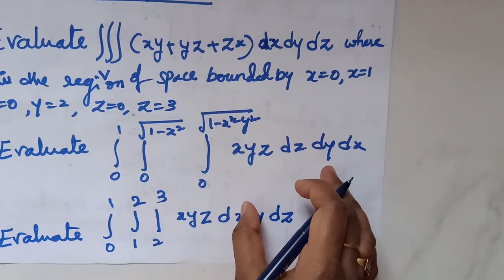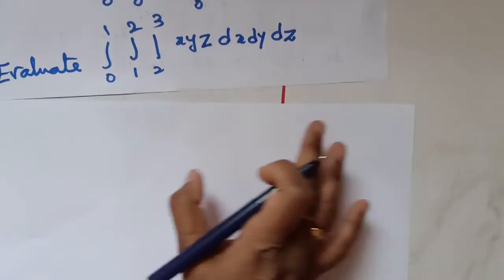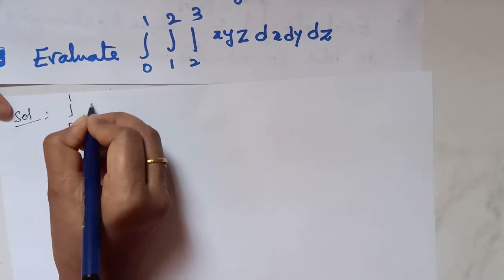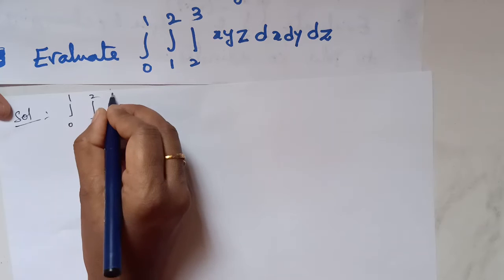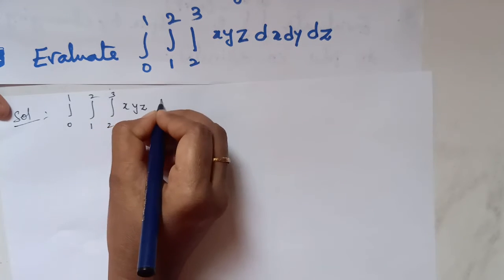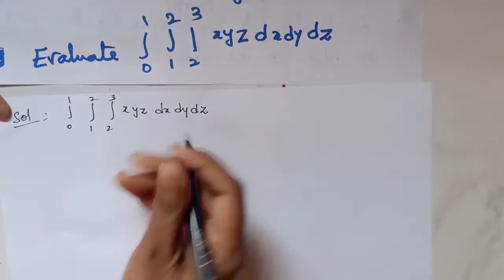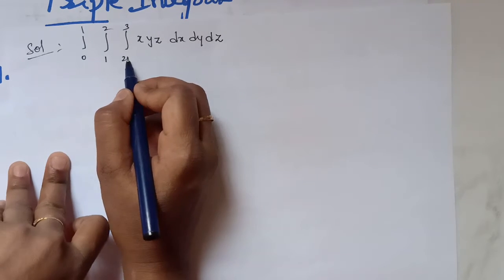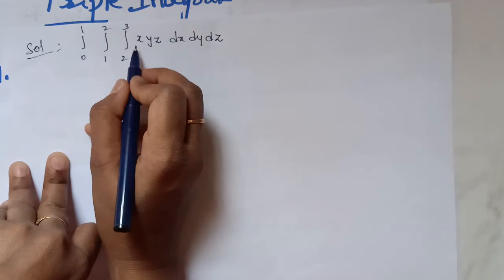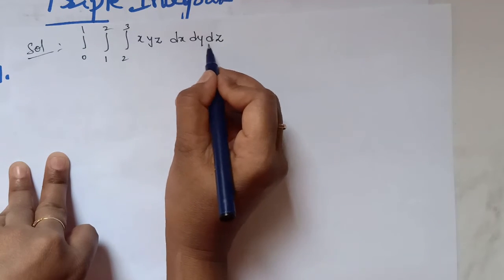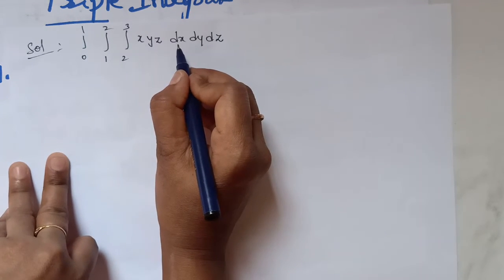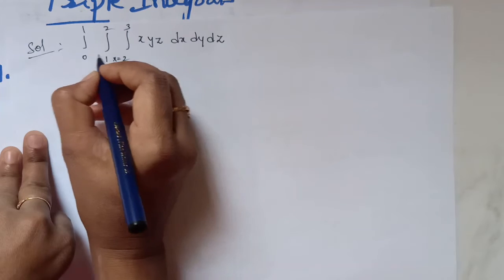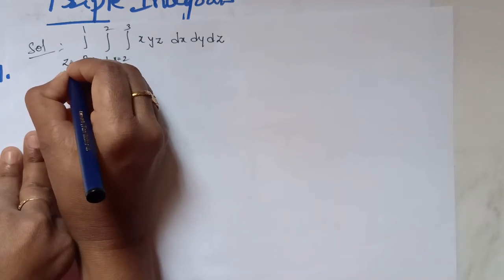Now third one. Third solution, evaluate integral 0 to 1, integral 1 to 2, integral 2 to 3, x y z dx dy dz. See here in this problem, look at the limits. You have constant limits, you don't have any variable limits, so you can follow this order. You can integrate with respect to x, y, z. So what are the limits? These are x limits, y limits and z limits.